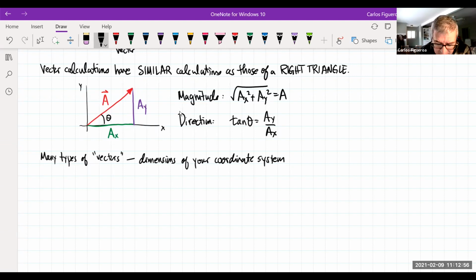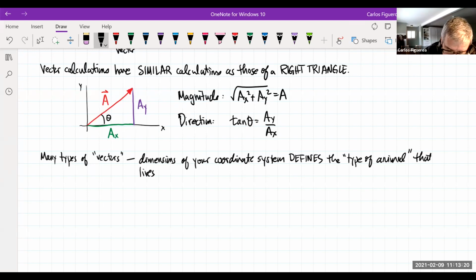And when you do that, the dimensions of your coordinate system defines the type of animal that lives in that space. So if I think about a 1-dimensional animal, what do we call that? We call that a scalar. So it's just a number.